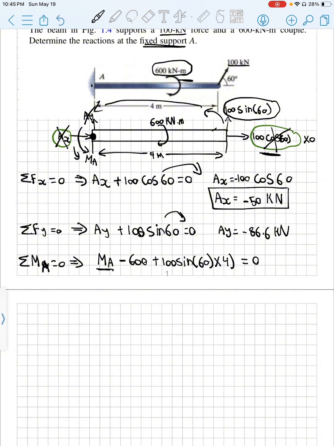So we only have one unknown, which is also going to help us. MA equals 600 minus 4 times 100 sine 60. So MA will be equal to 154 kilonewton meter.